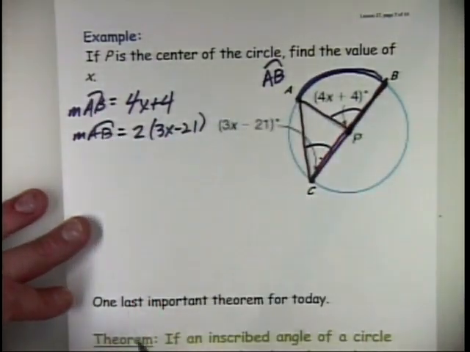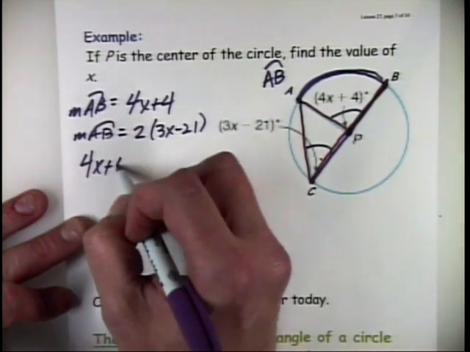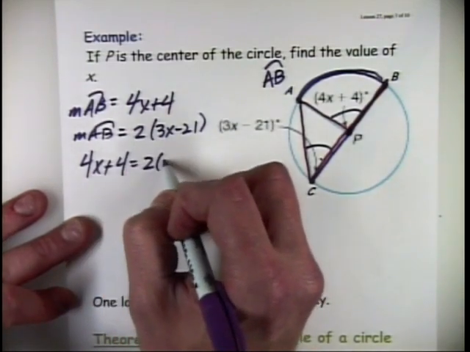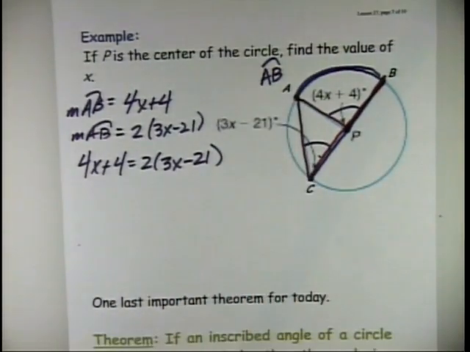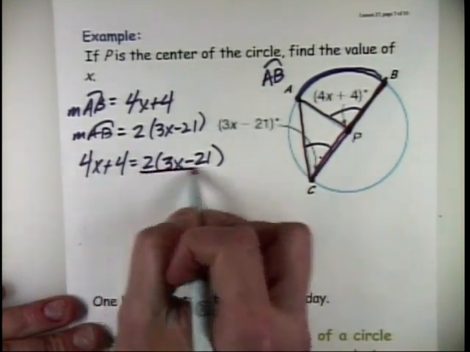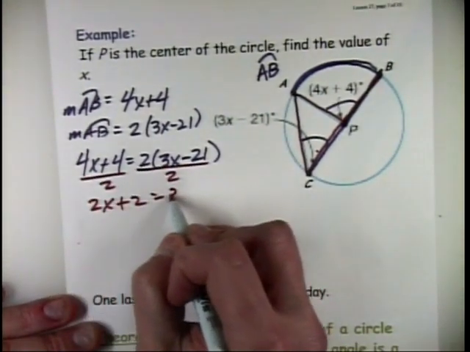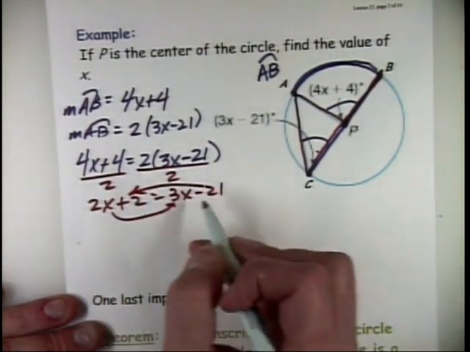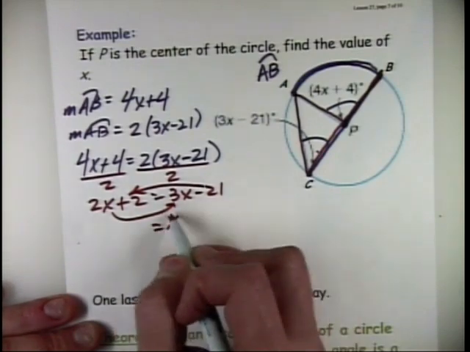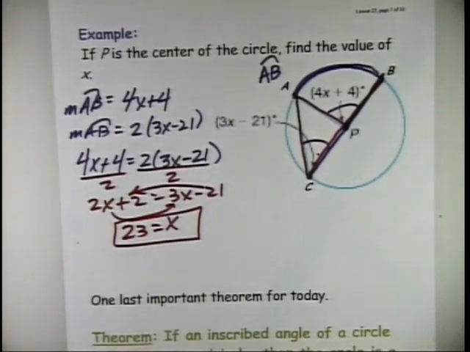Now, since they're both equal to the measure of AB, I can set those expressions equal to each other. So here's the magical step: 4x plus 4 equals 2 times (3x minus 21). We have several options here. I can distribute the 2 on the right-hand side, but since everything on this side is divisible by 2, I'm going to divide both sides by 2. So I get 2x plus 2 equals 3x minus 21. I'll bring the x's over here and the numbers on the right, so I get x equals 21 plus 2, which is 23.